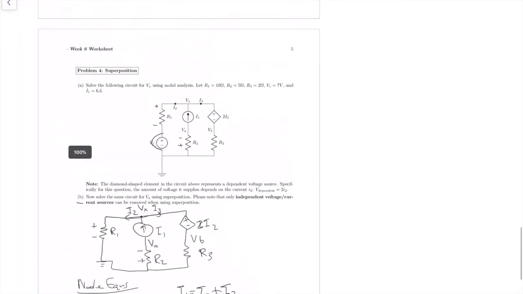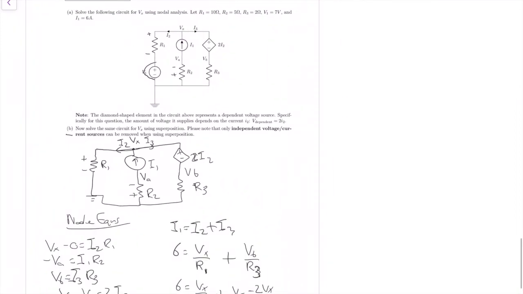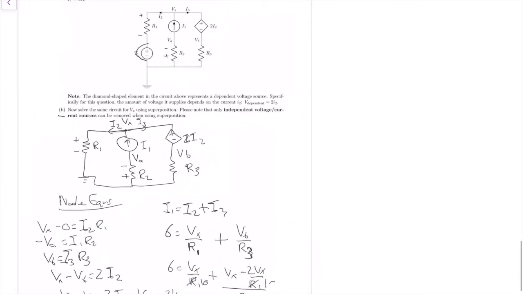Okay, plugging some values in. R1 is 10, and then R3 is 2.